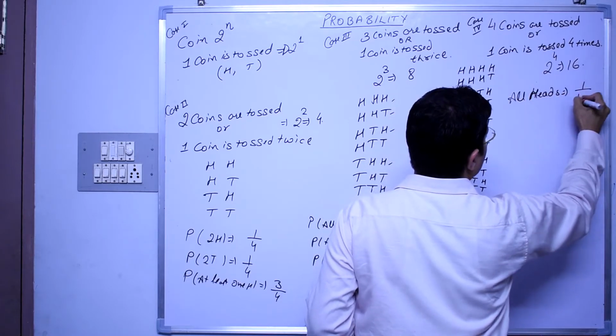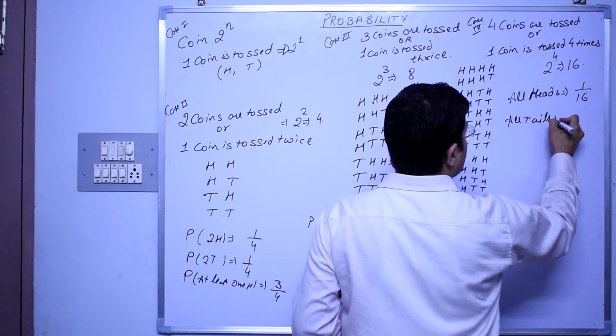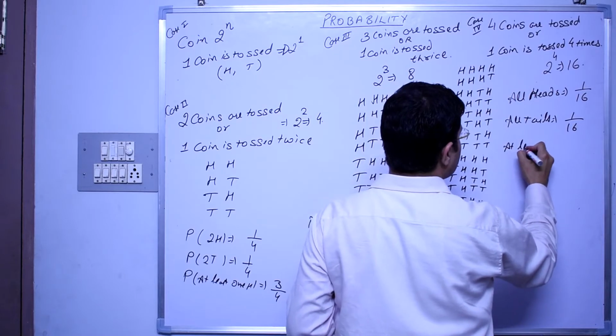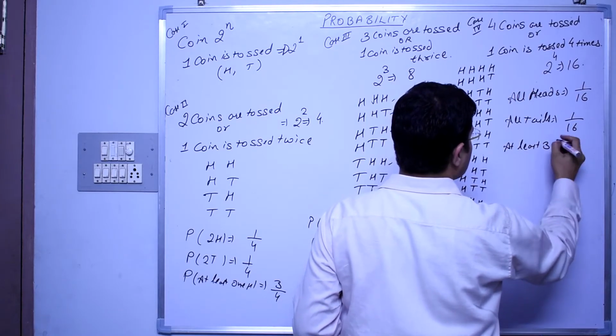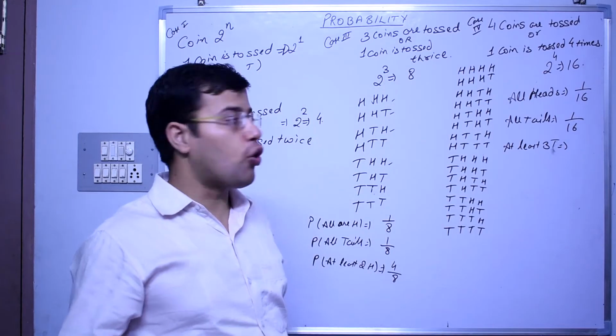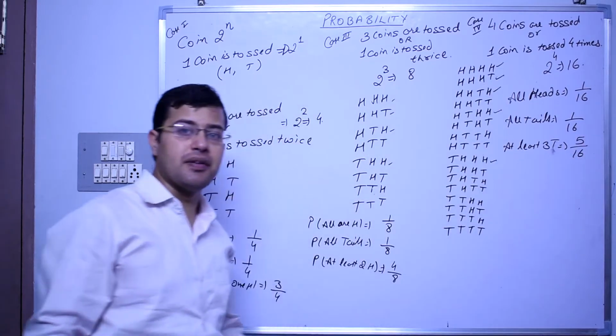In this case, let's say if they ask you about all heads, so this will be 1 by 16. All tails, this will be again 1 by 16. Let's say at least 3 heads, or this time let's take it as 3 tails. So at least 3 tails means again 3 or more than 3. This becomes 5 by 16.